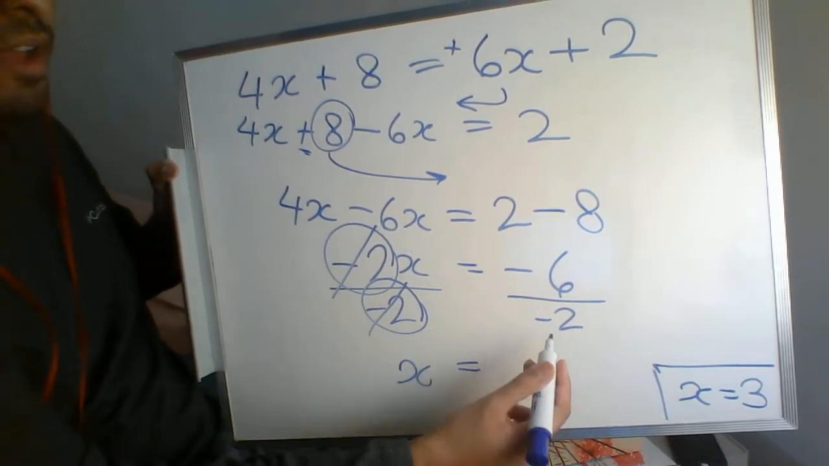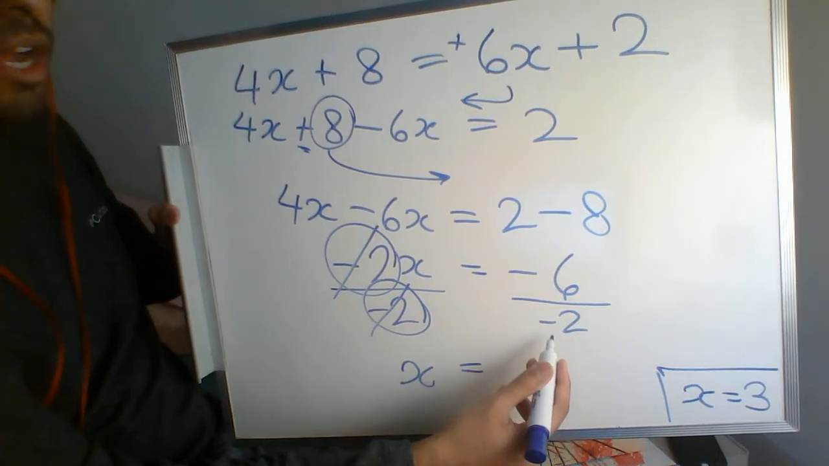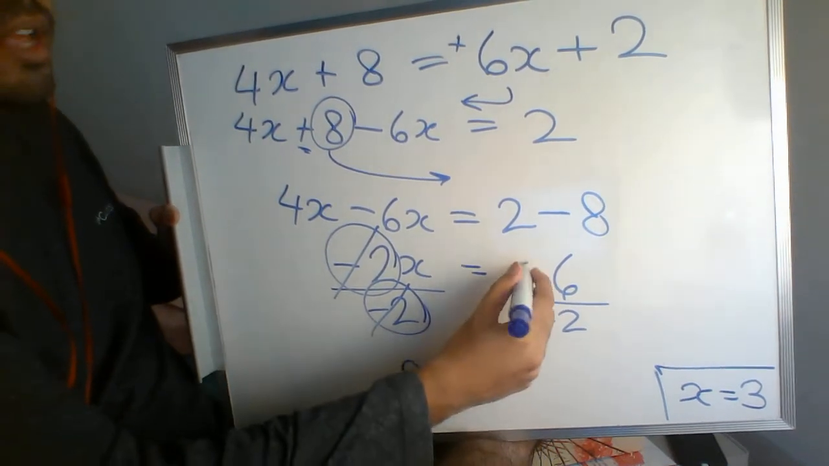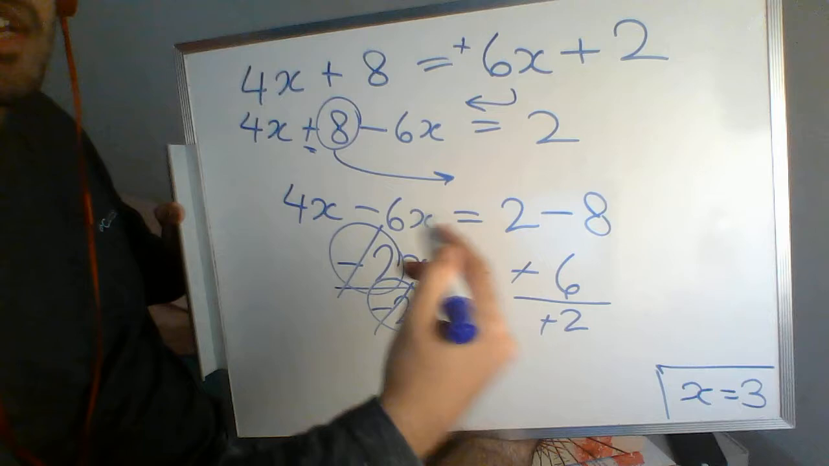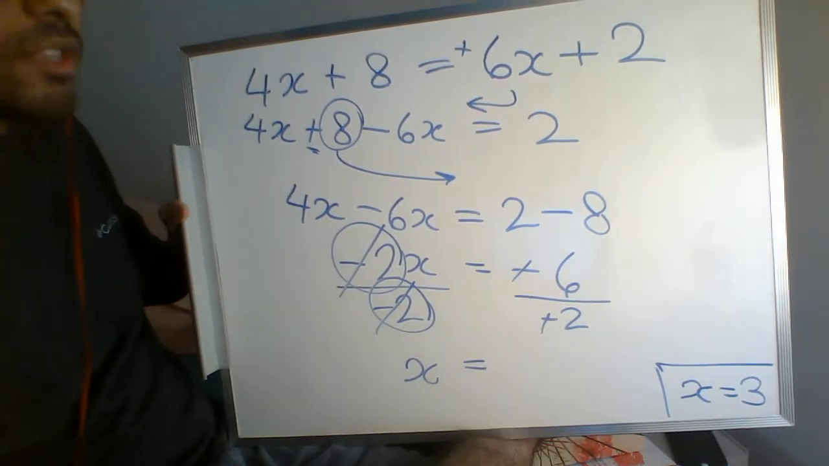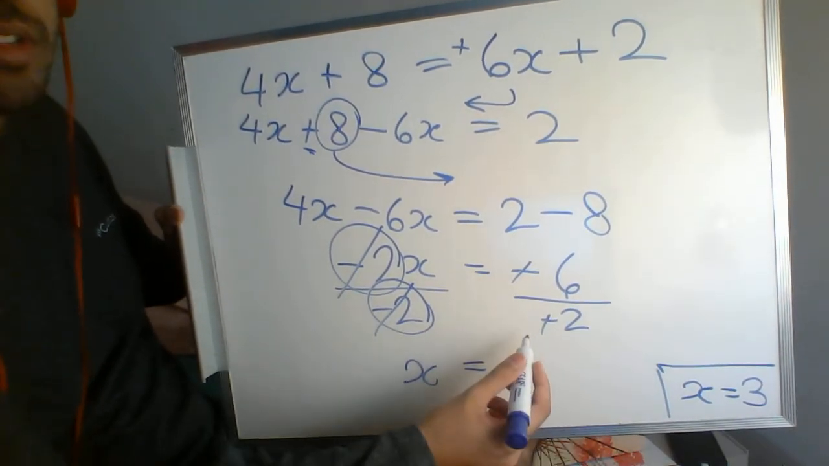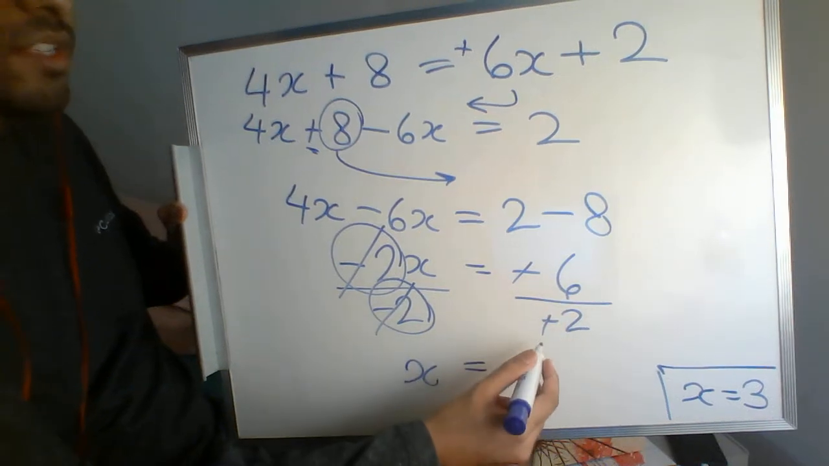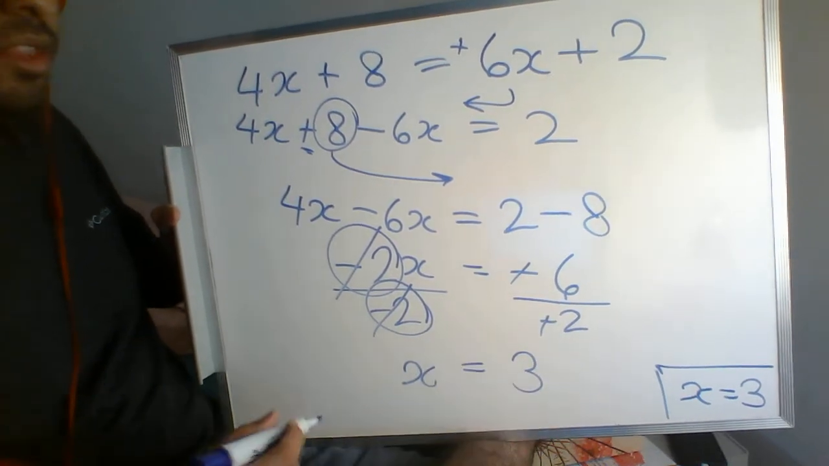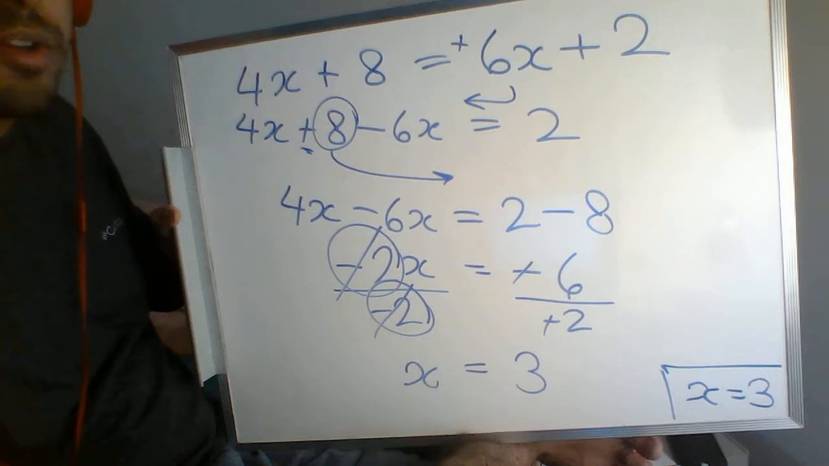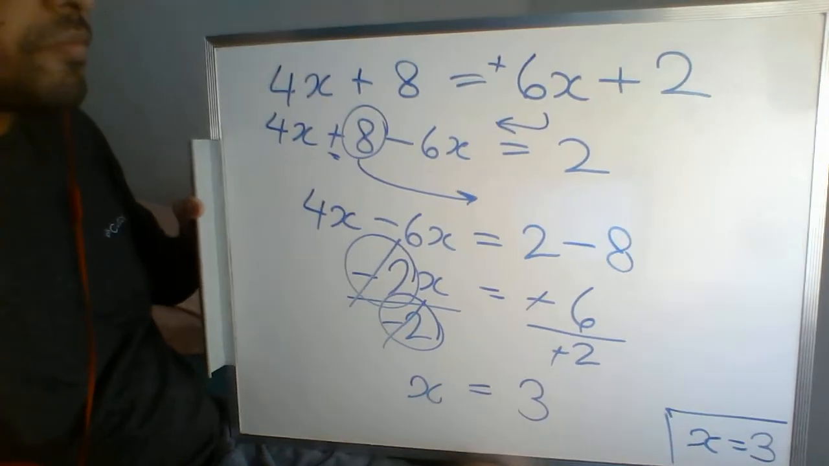But then on the right side, I've got negative 6 over negative 2. Now the negatives will cancel each other out. A negative divided by a negative is a positive. So those two negatives are going to cancel each other out. And I'm left with 6 divided by 2, which is 3, which matches the answer that we got over there.